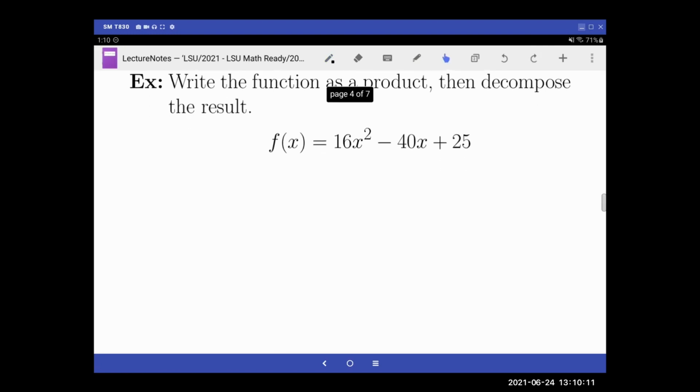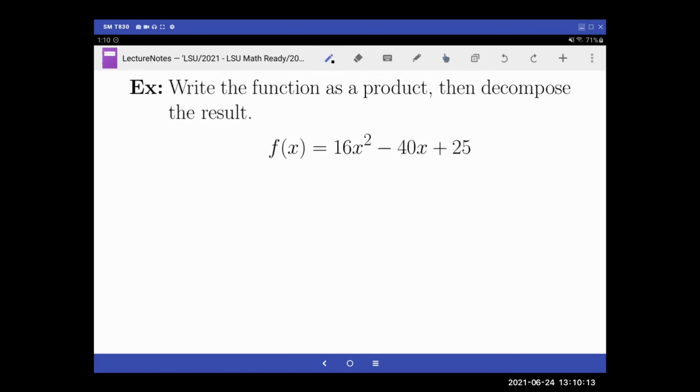Okay, write the function as a product and then decompose. Let's pay attention to the order here. Write it as a product. We'll do that first, which just means to factor it, right? We talked about that before. Writing something as a product essentially just means we're factoring it. We're breaking it up into multiplication. So something times something, something times something.